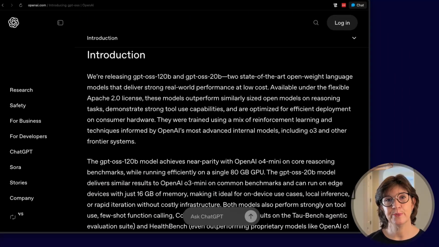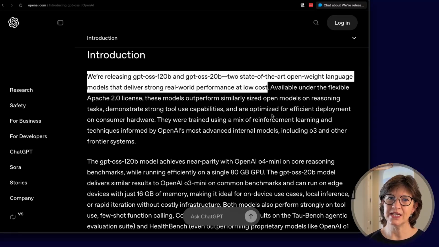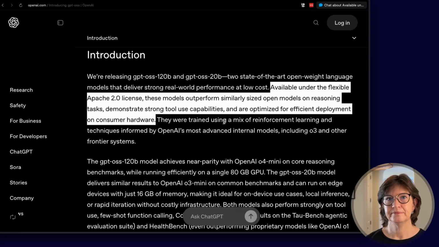So here's the announcement from OpenAI. We're releasing GPT-OSS 120B and GPT-OSS 20B. 2 state-of-the-art open-weight language models that deliver strong, real-world performance at low cost. Available under the flexible Apache 2.0 license, these models outperform similarly sized open models on reasoning tasks and are optimized for efficient deployment on consumer hardware. All right. So what does that mean?